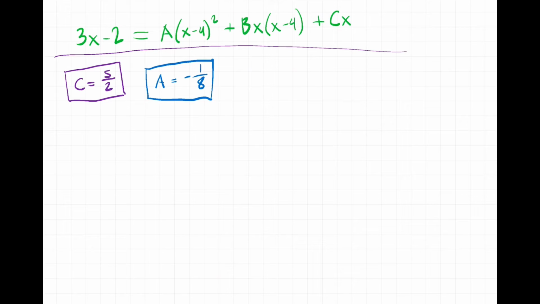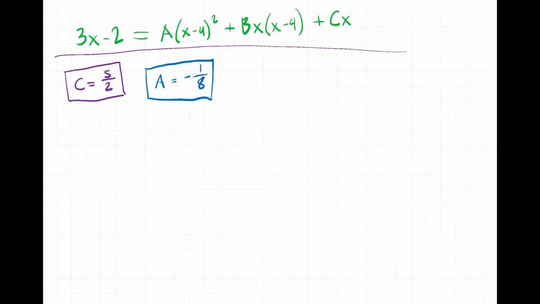We have one more unknown coefficient to solve for. We know what C is and what A is. We want to solve for B. Here's the problem. We already chose to let x equal 4, which allowed us to solve for C by getting rid of the B and A. We also tried letting x equal 0, which allowed us to solve for A. But those are the only two x values that will cause some of these multipliers to go to 0. If we want to solve for a remaining variable, we're going to have to pick a different number for x.